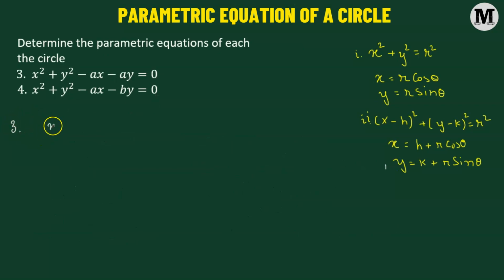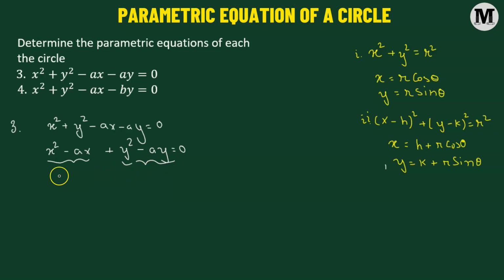So here we have x squared plus y squared minus ax minus ay equals 0. So we'll combine the terms containing x. So we have x squared minus ax, plus we'll combine the terms containing y. We have y squared minus ay. Our goal will be to convert x squared minus ax as well as y squared minus ay into a perfect square. So let's try to rewrite the expression.